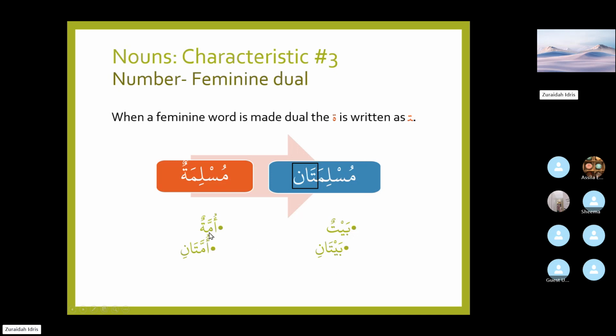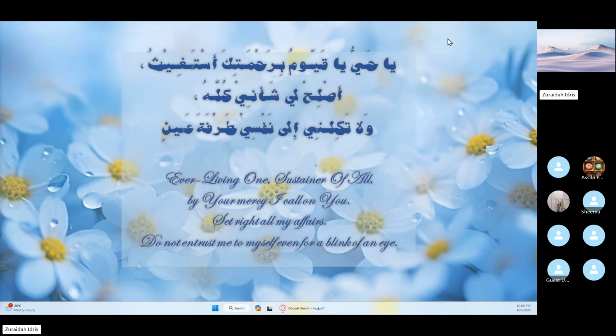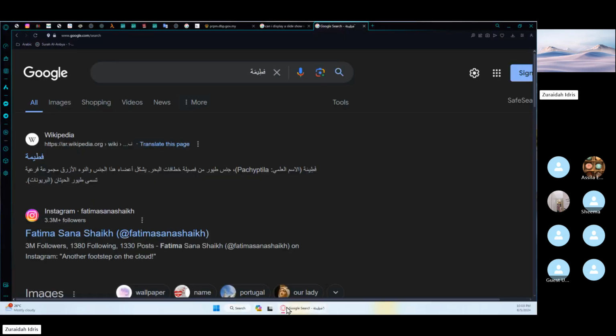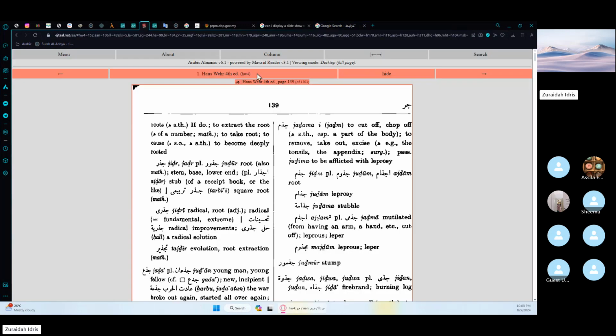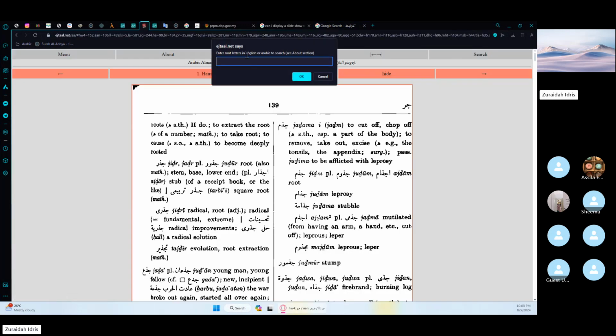Okay, let's look up ummatun. This is a nice exercise for our dictionary. But I need to make this go away first. Okay, ummatun. What are the root letters for ummatun? Do you know, Sister Asila? The little thing is called Hamza. Hamza, Mim, and Ta.